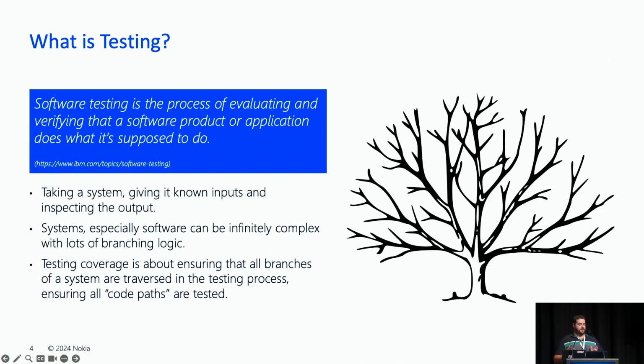So according to IBM, software testing is the process of evaluating and verifying that a software product or application does what it's supposed to. So I'm talking in the context of software development here. We want to take a system, give it some known inputs, and then check the outputs. We want to make sure it does what we expect.